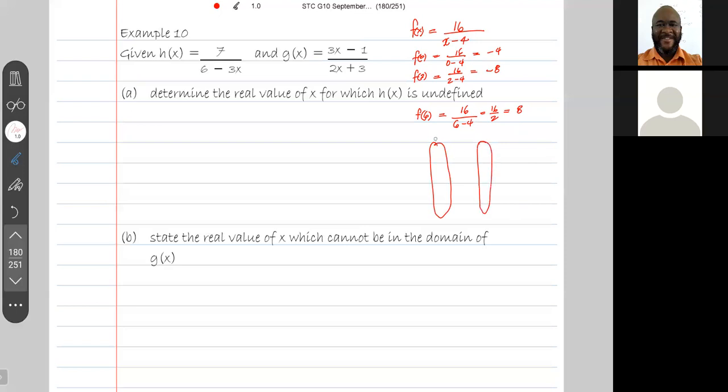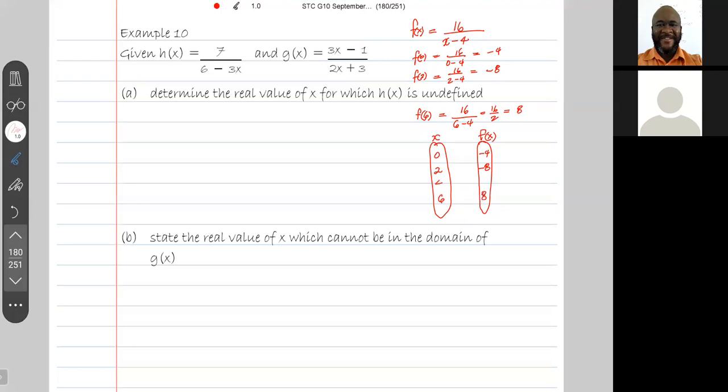We have the domain, we have x, and we have f of x. So 0 corresponds to minus 4. 2 corresponds to minus 8. 6 corresponds to positive 8.